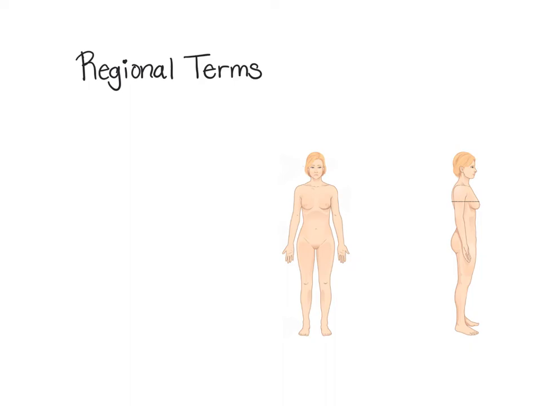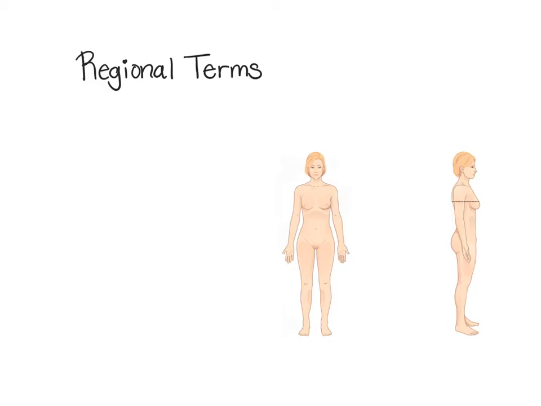All right, so we're going to be going over some regional terms today. The reason we're going to be talking about these is because it's kind of an introduction to the anatomy. This is the basic naming of the body parts. We're going to go over some of them. There's a lot more detail. We're going to go over some of the basic ones that you are responsible for knowing.